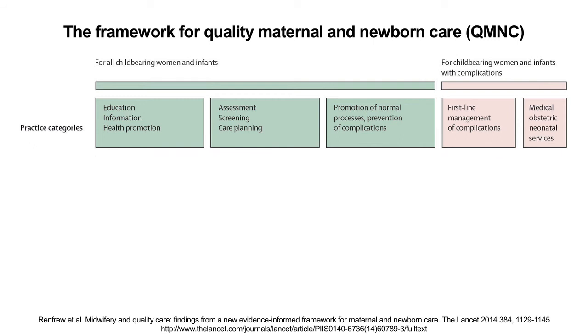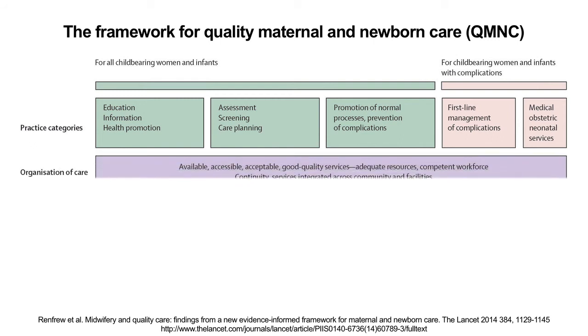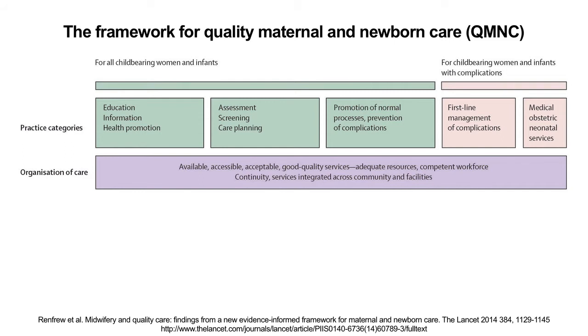So the next category down is around the organisation of care. Obviously those services need to be available to women. They need to be accessible, they need to be appropriate, and they need to be good quality with adequate resources and a competent workforce. More than that, they need to have continuity for the woman and the baby and the family wherever they are, home, community centre, hospital, so that they're not getting different care in different places, but that there is an understanding of the woman and the baby's needs across and integrated between those facilities.